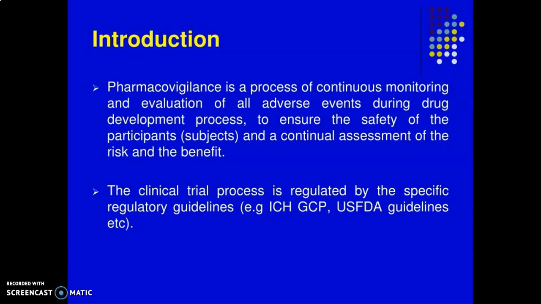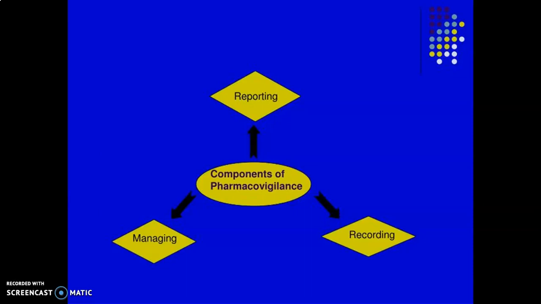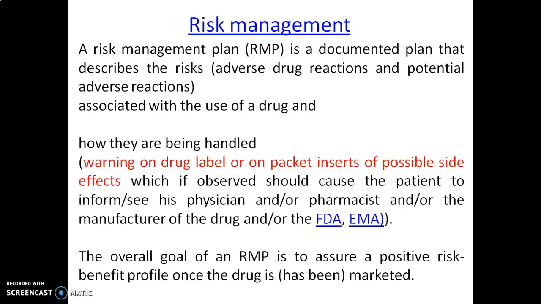This clinical trial process is regulated by specific regulatory guidelines. They follow ICH guidelines, GCP and US FDA guidelines in order to maintain safety. Now coming to the components of pharmacovigilance, we have different systems: a reporting system, a recording system, and managing of the side effects or adverse effects. Let us observe them one by one.